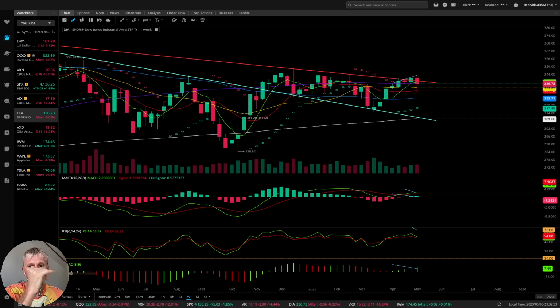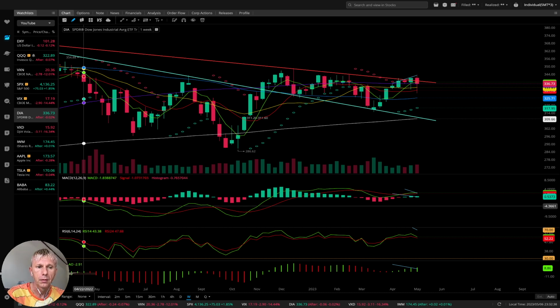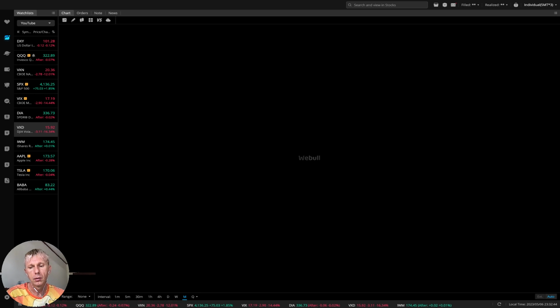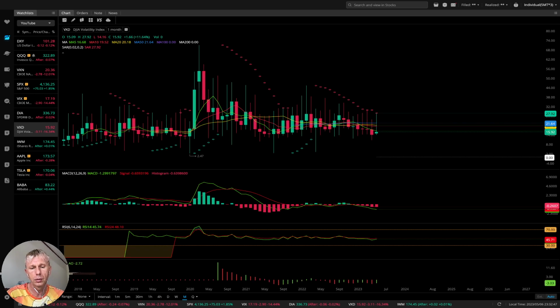Let's see weekly. Weekly it is bullish. Let's check VXD volatility index. Weekly bearish, monthly bearish, and quarterly also bearish.